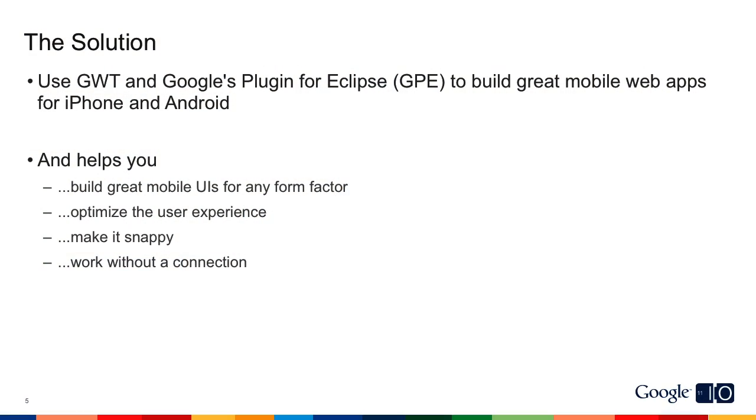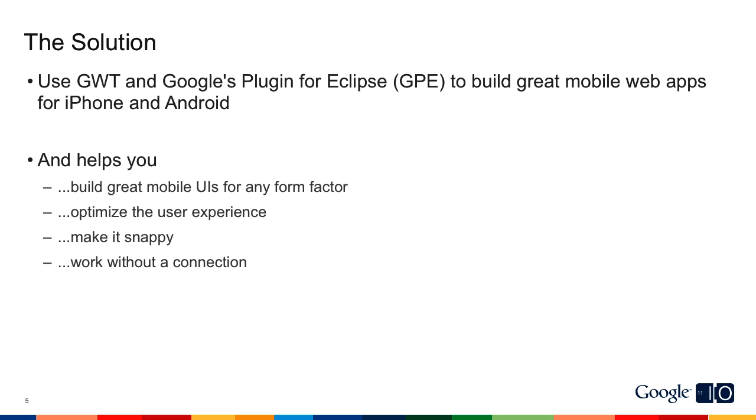I wouldn't just leave you with a bunch of problems while you came to this I/O session. I should give you some solutions too, right? That's the whole idea. We're going to learn. So today, as indicated by the title, we're going to talk about how to use GWT and Google plugins for Eclipse to build great mobile web apps for iPhones and Android devices. And specifically, we're going to focus on how to build great UIs for any form factor.